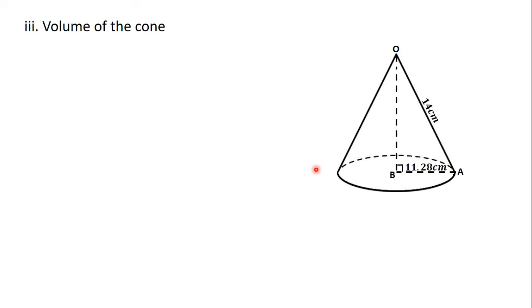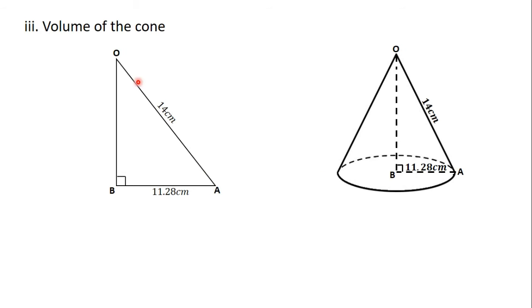The next part of the question said we should find the volume of the cone. Remember, in order to find the volume of the cone, we will need the height of the cone. So we will first need to find the height of the cone. If we consider the points OBA, you will see that we form the right angle triangle OBA here, with BA as 11.28 centimeters and OA as 14 centimeters. From the diagram, OB is the height of the cone, so we need to find OB.